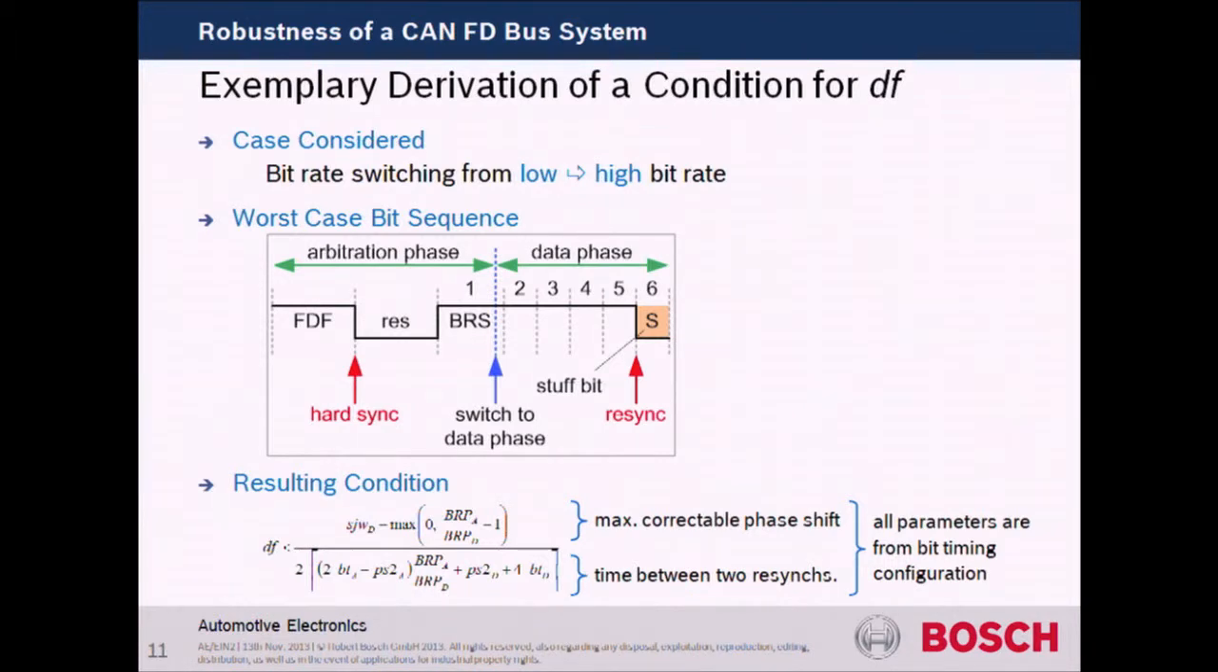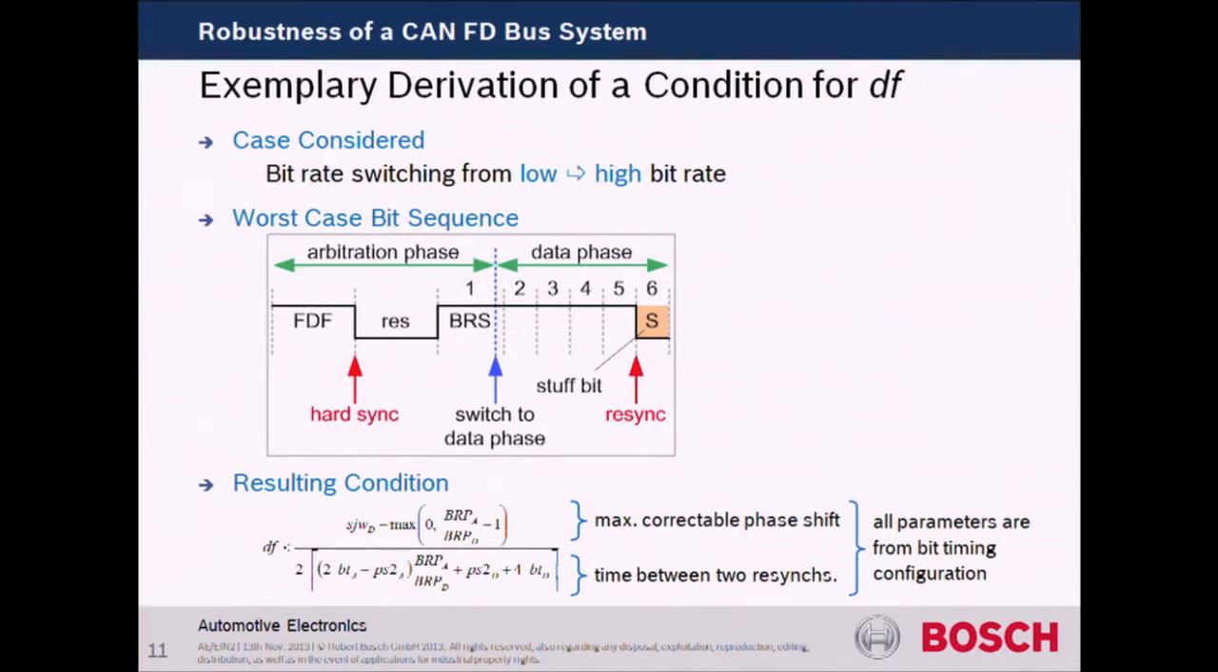The condition looks in the following way. It says DF is smaller than some ratio. How do I get this ratio? The numerator, above the line, is the maximum correctable phase shift, so how much can I correct at this point. The denominator says how long the time is between the two synchronizations. Therefore, I have to look for the worst case, the longest time between two synchronizations.